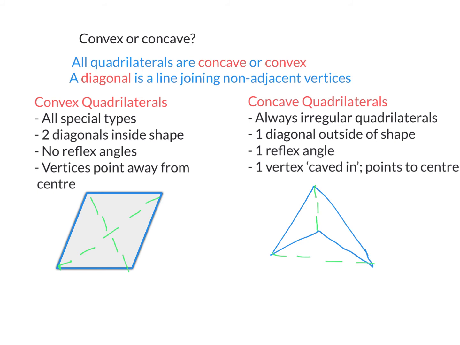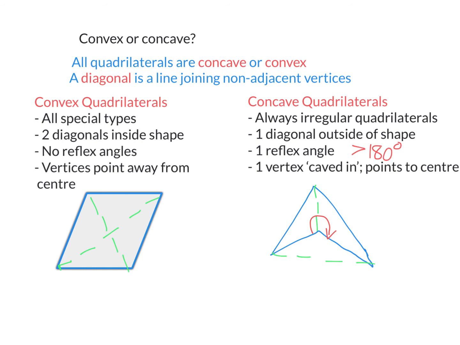So they always have one reflex angle. So a reflex angle is greater than 180 degrees. So this angle here is a reflex angle, and one vertex is caved in or pointing to the center. This vertex here, where the reflex angle is, is pointing to the center of the shape, which is about there. So that's how you differentiate between concave and convex quadrilaterals.